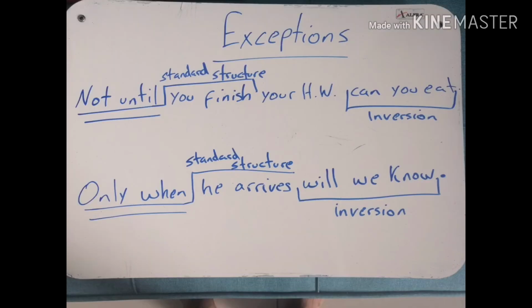With phrases like not until and only when, the inversion comes after the completion of the first clause. The first clauses in these cases are not until you finish or only when he arrives. So think of these as delayed inversions. They're still inversions, but they come later on in the sentence.